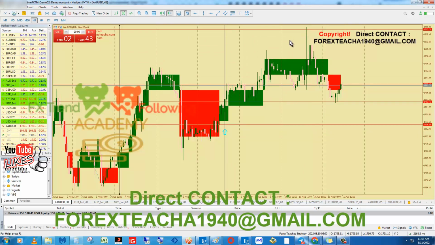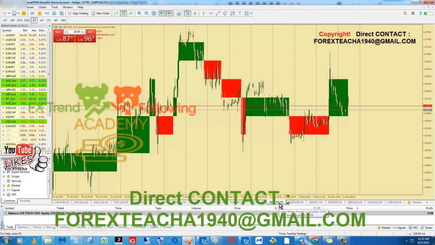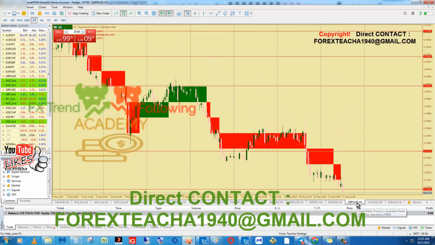You can also go to other currency pairs because this system actually works on any currency pair. You can also get nice wins. You can also get losses, like here. This was a loss because it only went in profit about maybe 20 pips before turning back. You can also go to pound, Australian dollar.